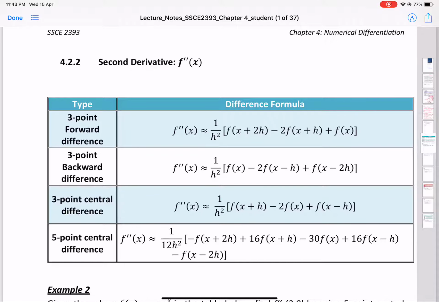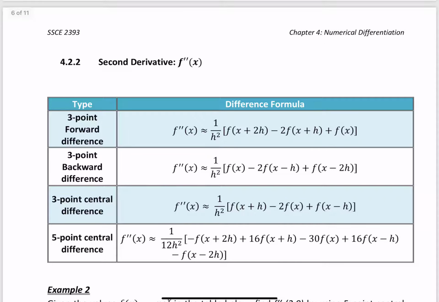Welcome back to our lecture about numerical differentiation. And now we will continue about the second derivative.